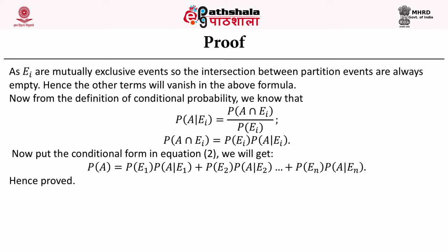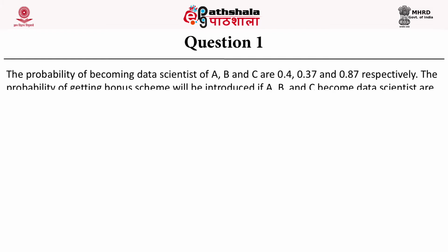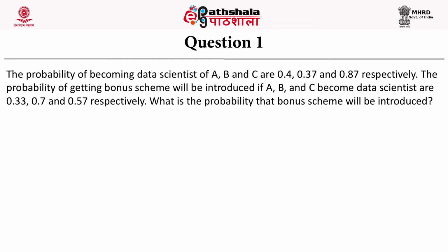Now we use the result of total probability in these examples so that you can easily understand how we have to apply the result in practical life. The probability of becoming a data scientist of 3%, and these are A, B and C, are given as 0.4, 0.37 and 0.87 respectively.